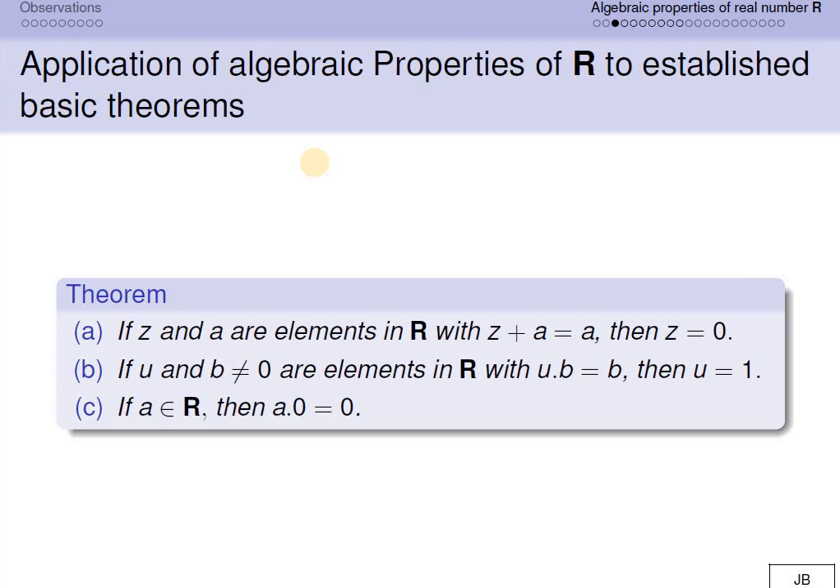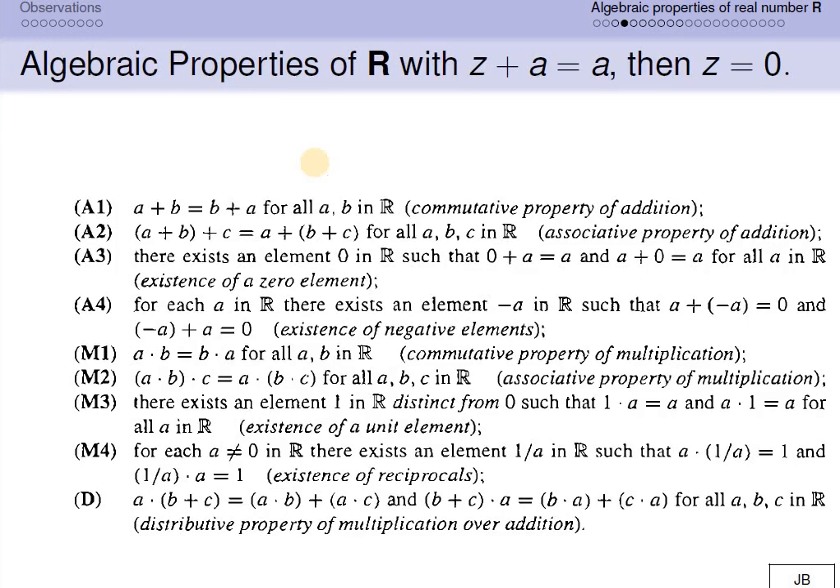So this will be our first result, the first theorem. We will prove this by using the listed 9 algebraic properties. That's it, nothing else. The first statement of the theorem says that if Z and A are elements of R, meaning they are real numbers, and Z plus A equal to A, then Z must be 0. Z is equal to 0. That is the first thing. So we have to use a few of these 9 properties and establish this fact.